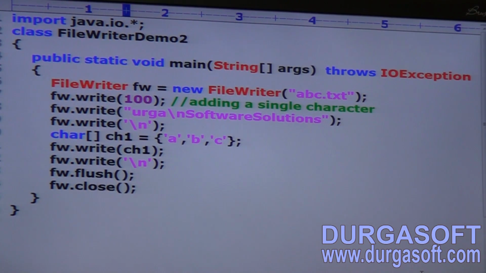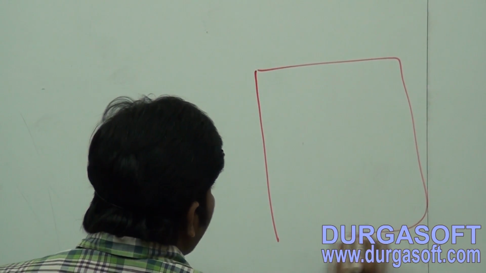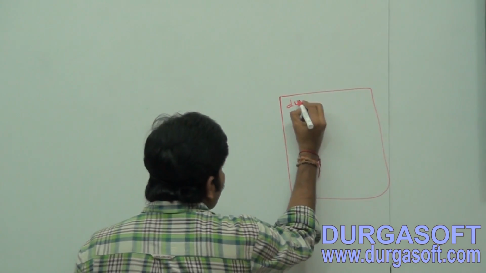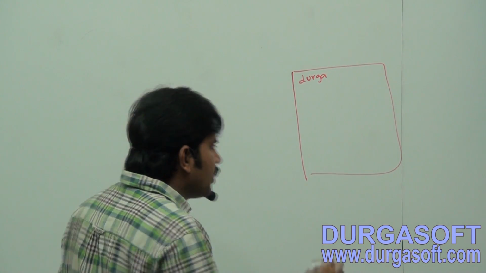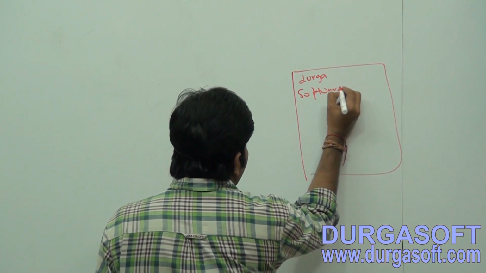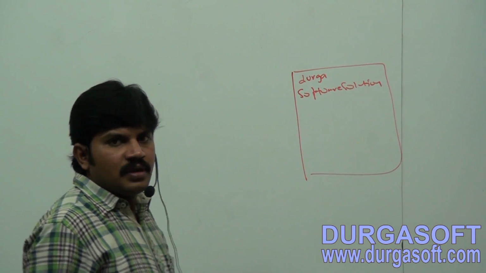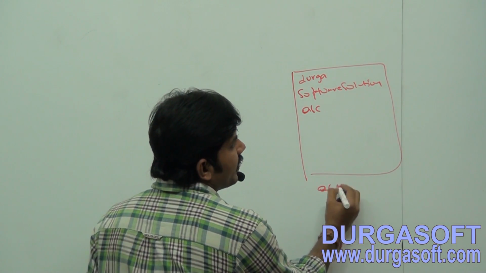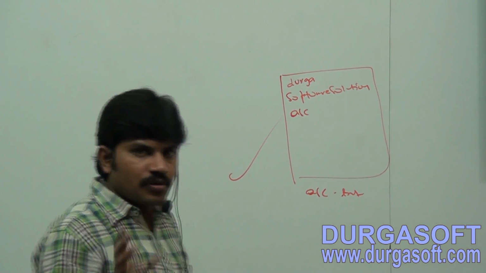So if I open the file, can you tell which content will be there in the file? First d we added, and then urga. After backslash n, software solutions we added. And then a new line once again, and then the char array abc we added, and then a new line. So abc.txt is nothing but this. Correct or not? Let me cross-check after executing this program.